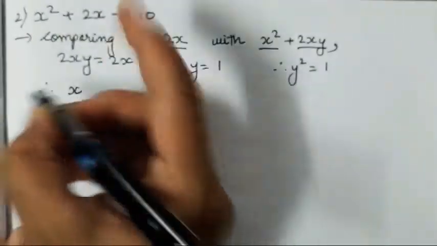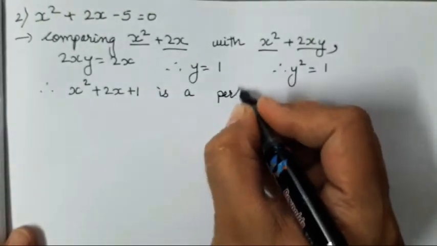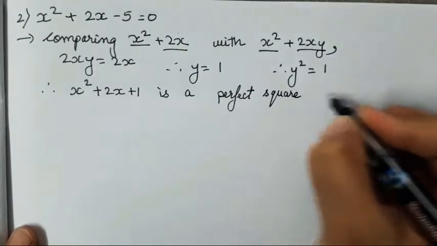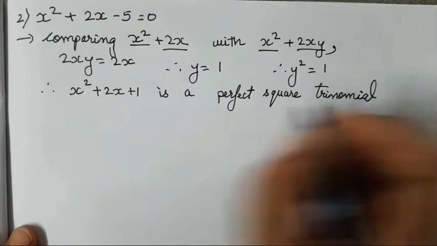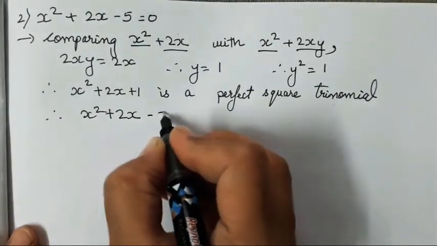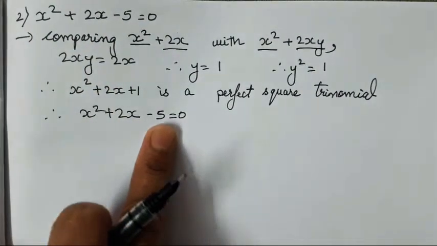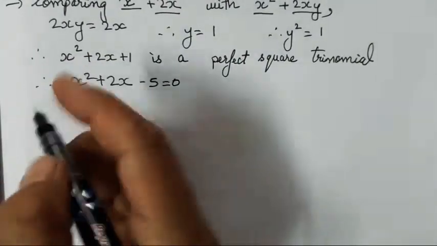Therefore, x square, same equation you all have to write. 2x plus 1 is a perfect square trinomial. Therefore, x square plus 2x minus 5 is equal to 0. This equation you all have to write. This equation and this we have to compare. Now we have to mix them.